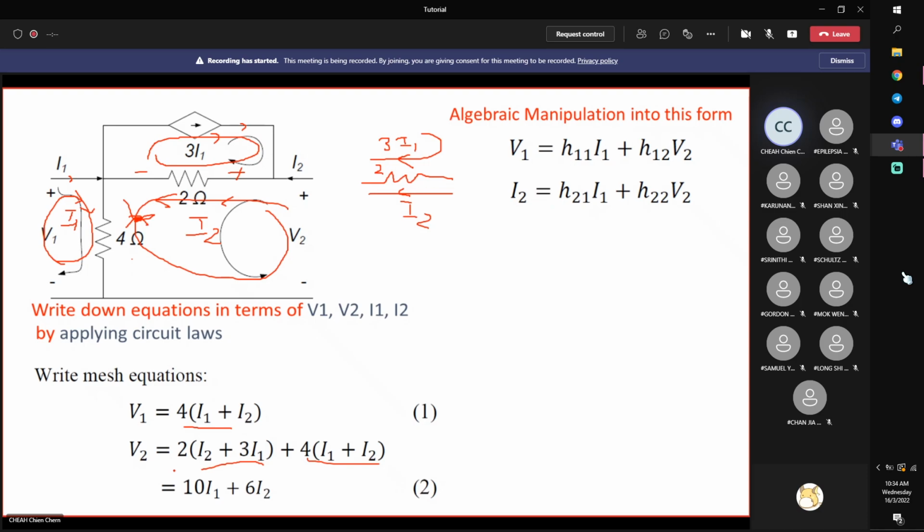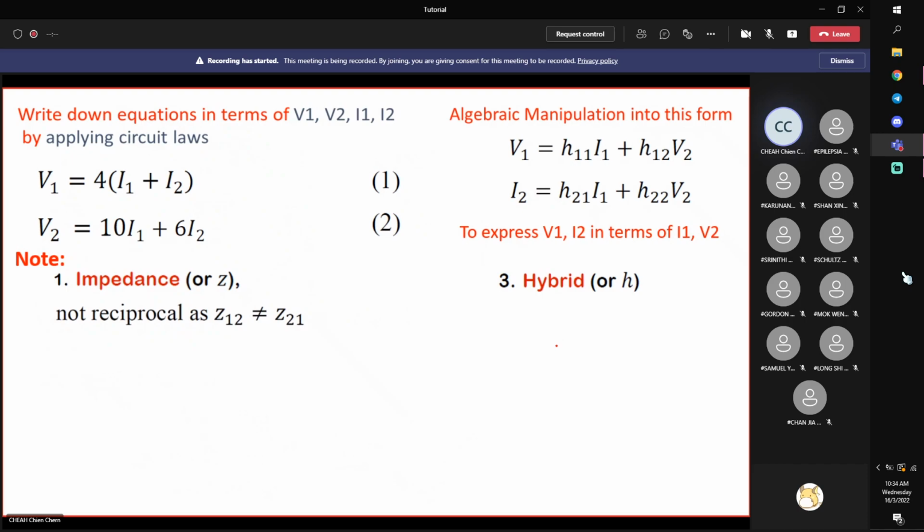This is impedance form, correct? V1 is in terms of I1, I2. V2 is in terms of I1, I2. There's only I1 and I2. Which means that I am now trying to transform impedance form into hybrid form, and it can be done by algebraic manipulations. In fact, at this stage, we already know that it's not reciprocal. Why? Because Z12 is not equal to Z21. So we can conclude already that it's not reciprocal.